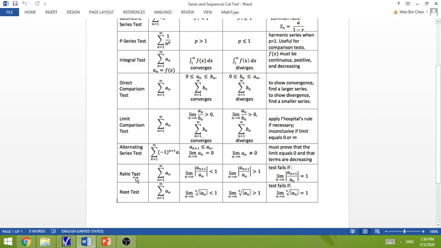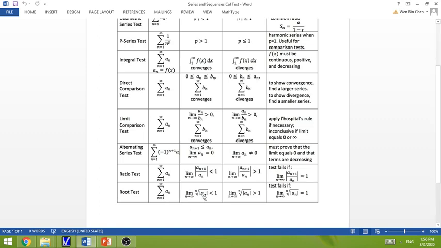So for the ratio test, if the limit of the ratio is less than 1, that means the series of a sub n is considered convergent. And for that ratio, if the absolute value of a sub n plus 1 over a sub n is greater than 1, that means the series will be considered divergent. And the test fails if the limit equals 1, so this one would be considered inconclusive. That means you cannot determine anything.